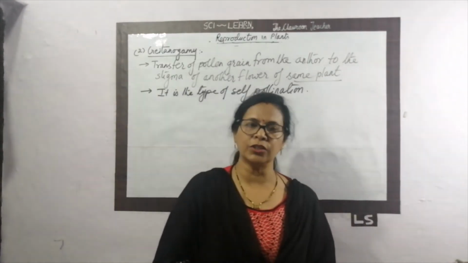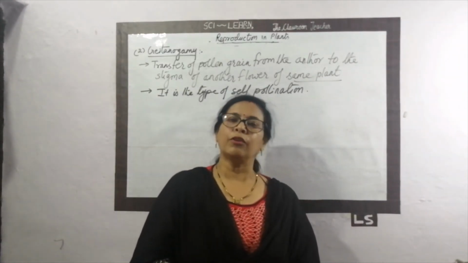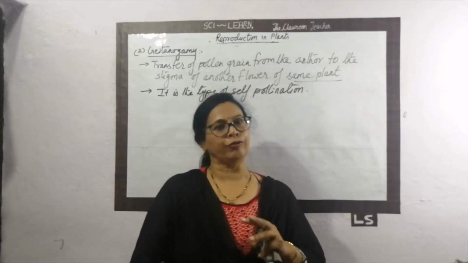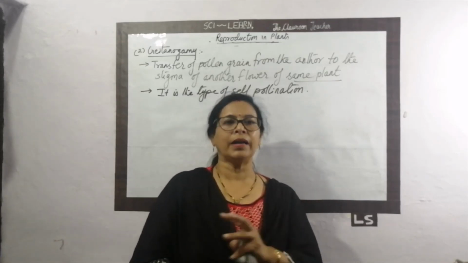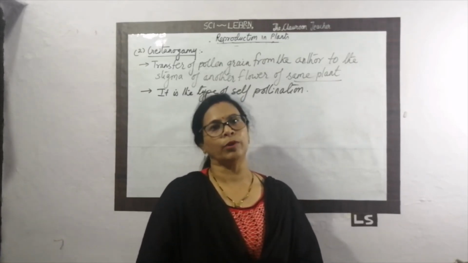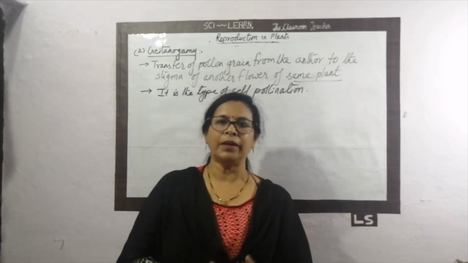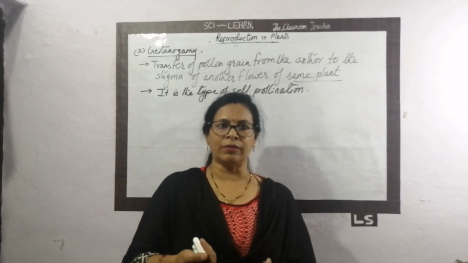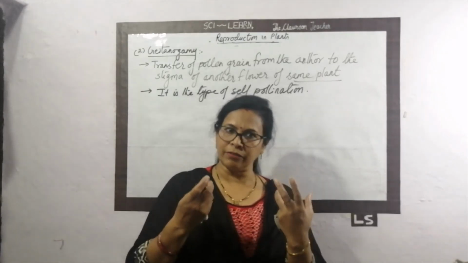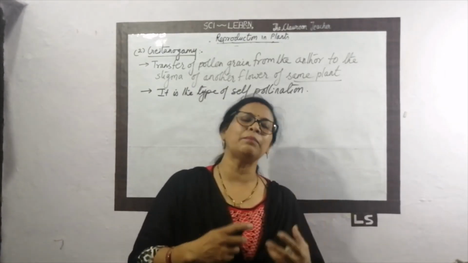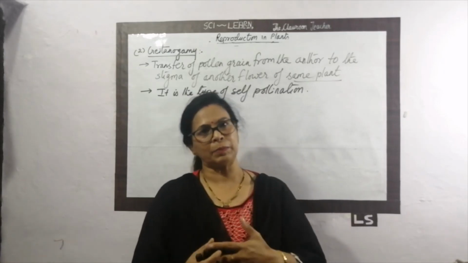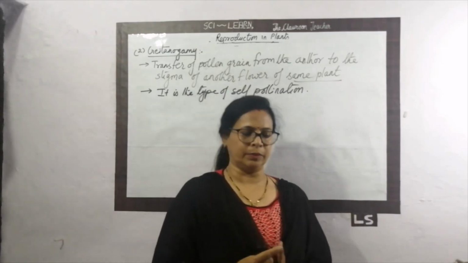So what is self-pollination? If pollen transfers from the male anther to the female stigma by itself, then it is called self-pollination. Autogamy occurs in the same flower, but in geitonogamy the flowers are different, though the flowers are placed on the same plant only.